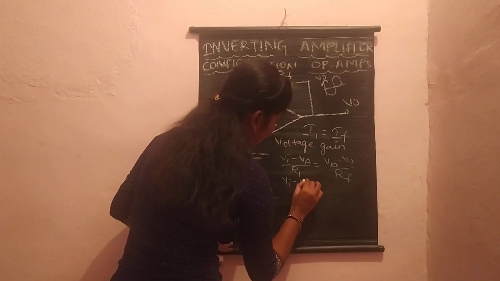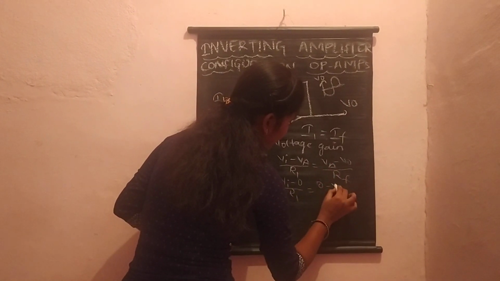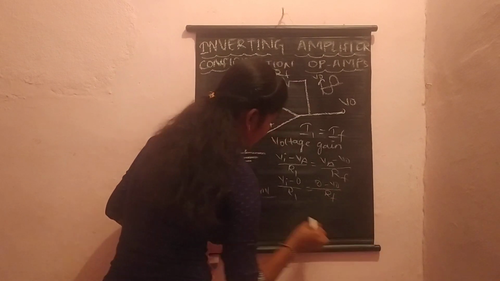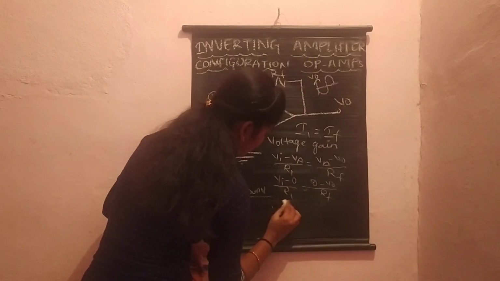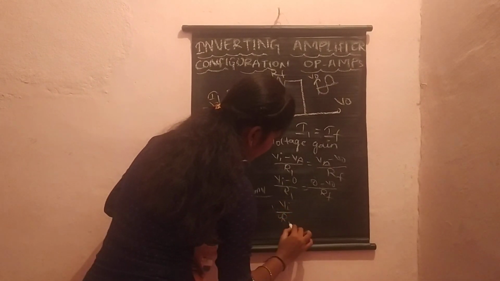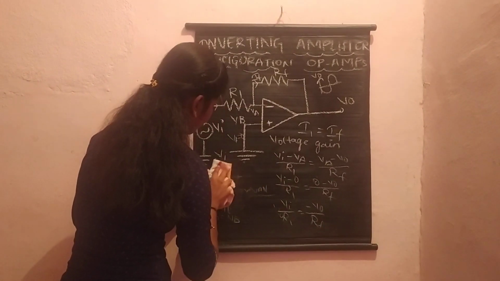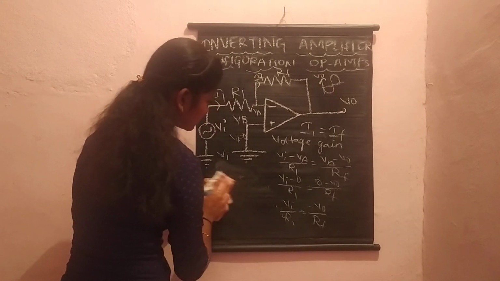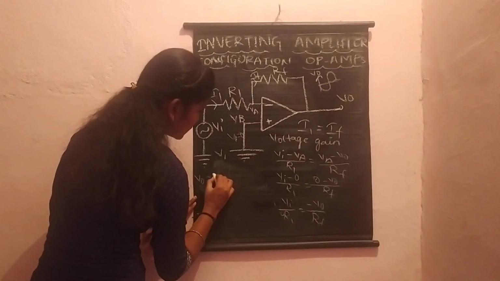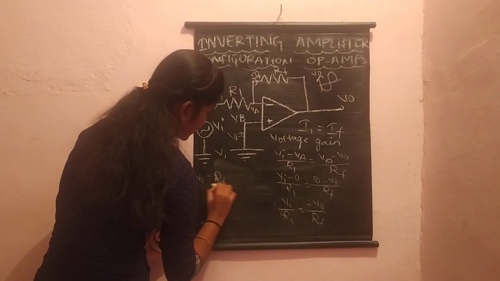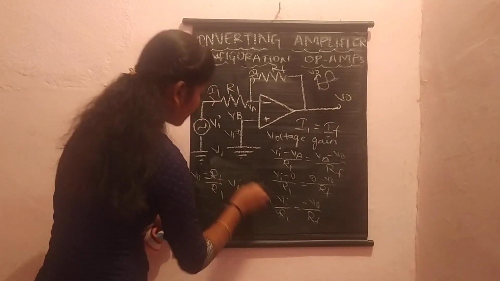Now (VI minus 0) by R1 is equal to (0 minus V0) by RF. Here VI by R1 is equal to minus V0 by RF. Here the output voltage V0 is equal to minus RF by R1 into VI.